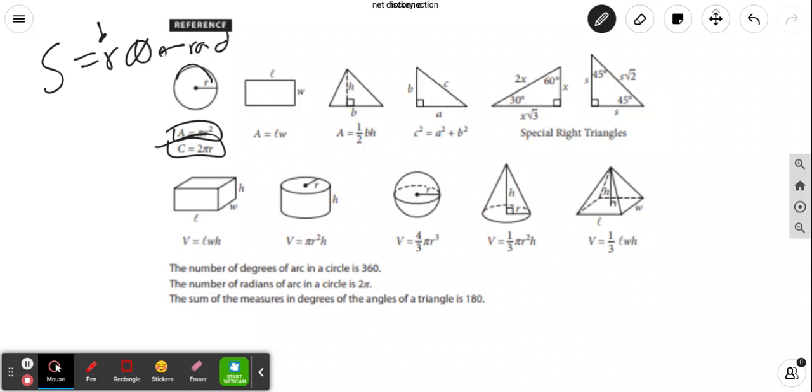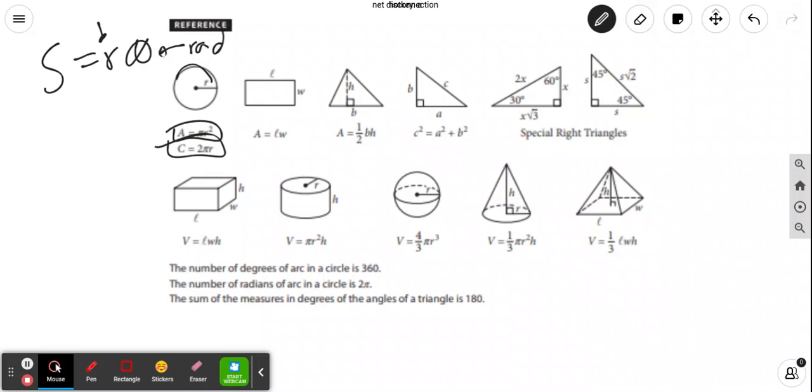To convert from degrees to radians, you have degrees, so you have to go radians over degrees to cancel them out. And then to do that, you go pi over 180 to cancel it out.